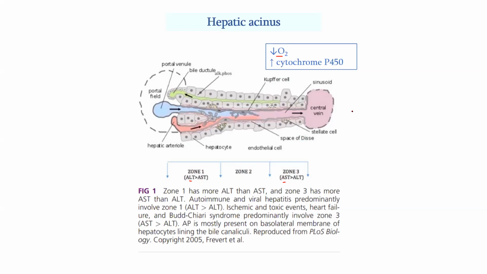Why may a toxic injury cause injury of zone 3? Because many xenobiotics are metabolized by cytochrome P450, and sometimes toxic intermediate metabolites are produced, and they can injure zone 3 hepatocytes.